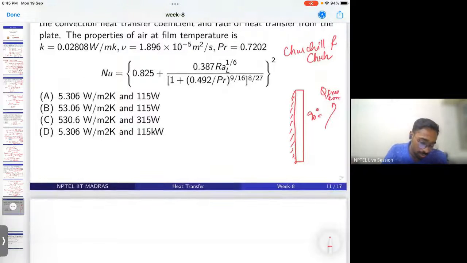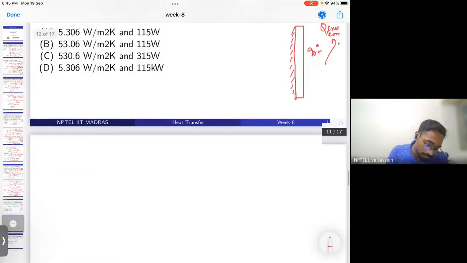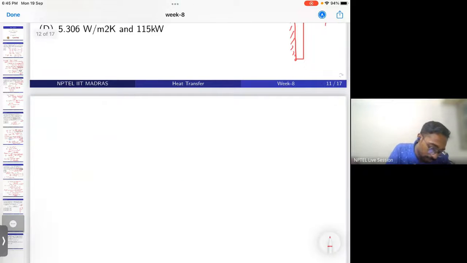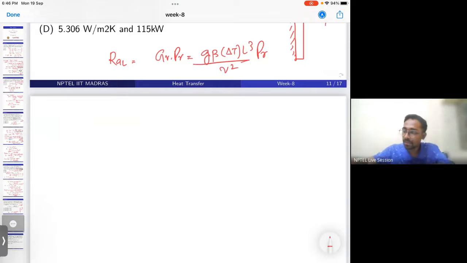So first we need to calculate what is the Rayleigh number. So Rayleigh number is equal to Grashof number into Prandtl number. So what is Grashof number? g beta delta T L cube divided by nu square, into Prandtl number. So first we need to calculate what is the Prandtl number.